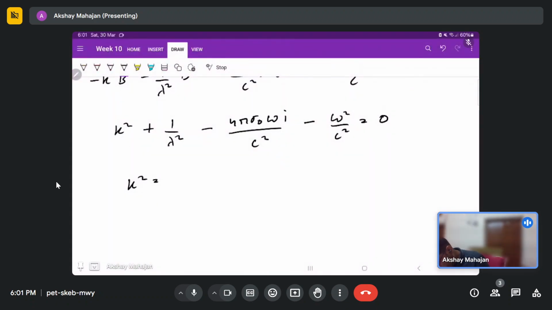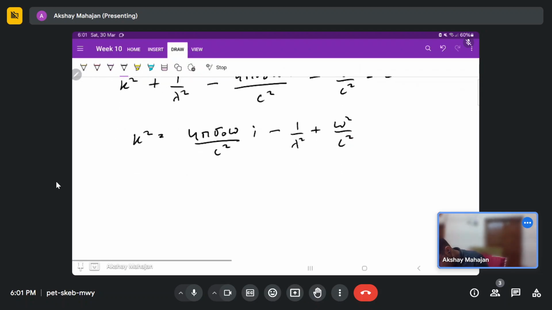So we get k² = 4πσ₀ω·i/c² − 1/λ² + ω²/c², and we can bring c² here, so we have c²k² equals k²c². What is this? k²c² equals 4πσ₀ω·i − c²/λ² + ω². So this is what we have to prove.